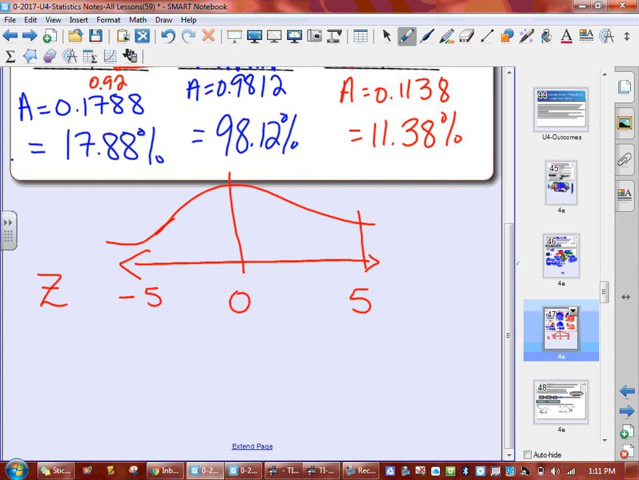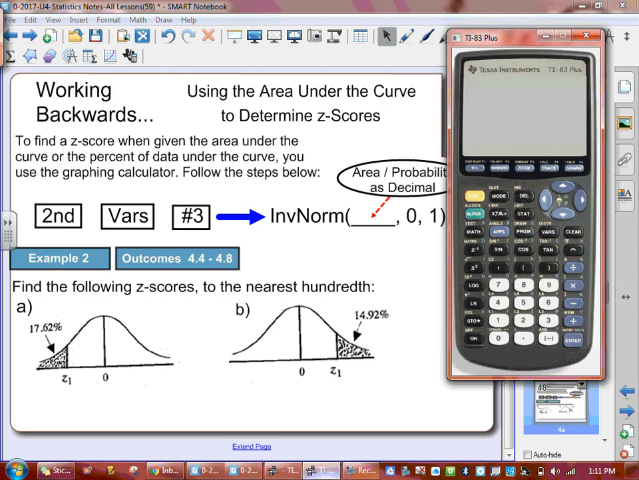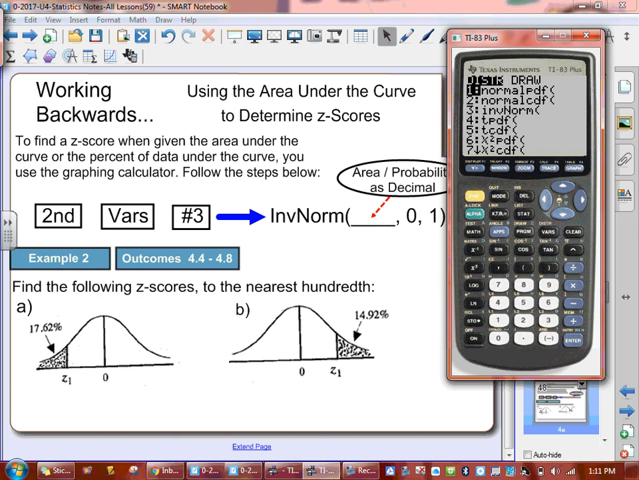So now what we're going to do is work backwards. On the bottom of your page, or at the top of the next page, it tells us that now they're going to give us how much portion was shaded, and we have to figure out where the z-score numbers are located. Okay? So let's take a look. If you work backwards, all we're doing is hitting a different button in our calculators. So we are now going to hit again second bars, but instead of number 2, we're going to number 3, inverse norm. Inverse is opposite. So it's doing the opposite of what we were just doing. So number 3, we want inverse norm.